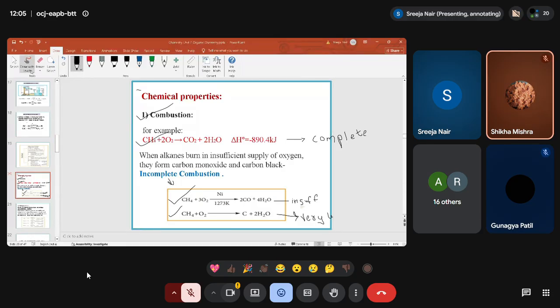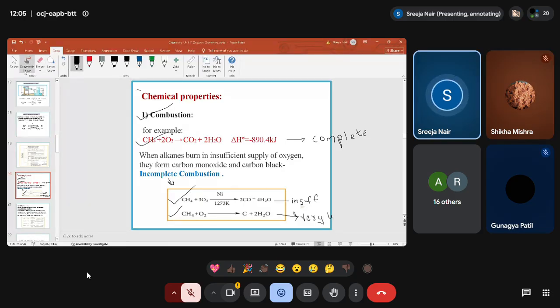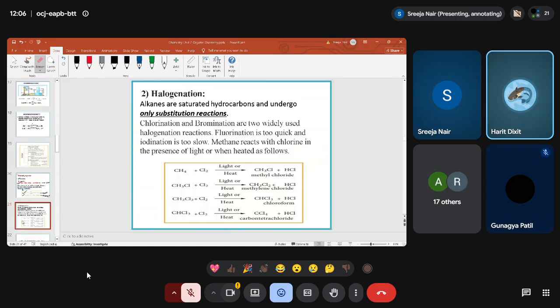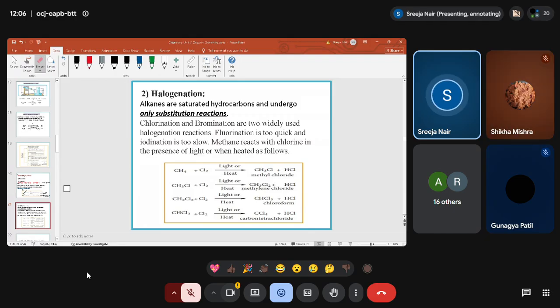Done, ma'am. Okay. So moving to the next slide, that is about the halogenation reaction. Write down, the next one is halogenation. Did we do the halogenation reaction in our class? Yes. So here, just a quick recap about the halogenation reaction.